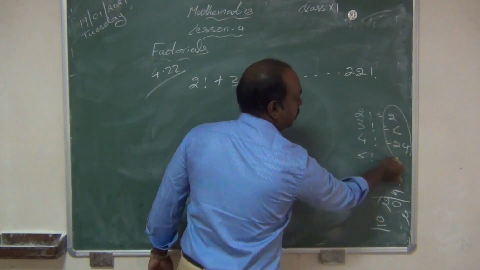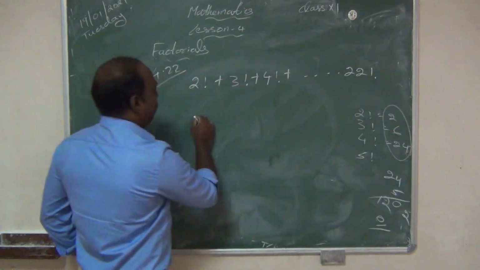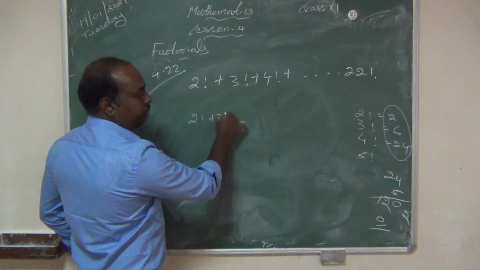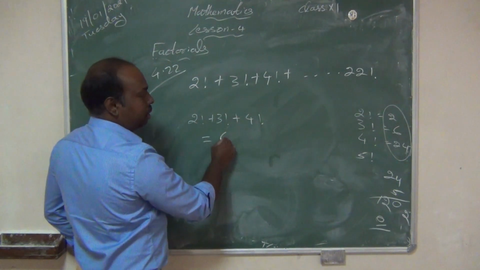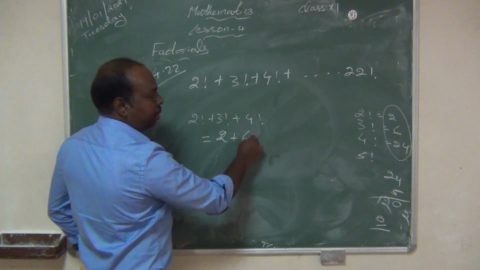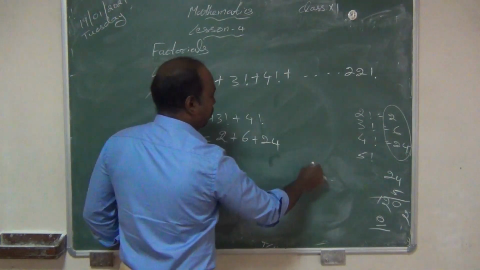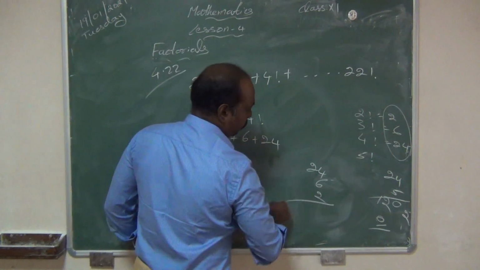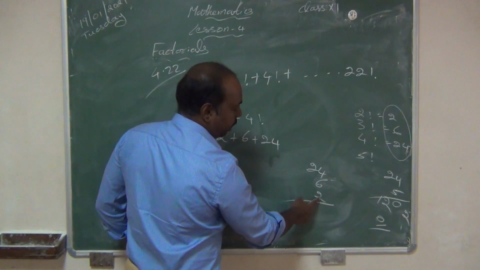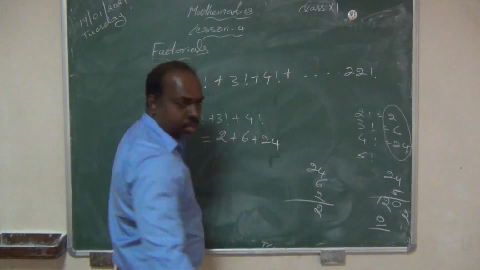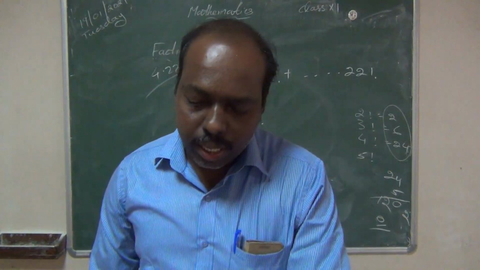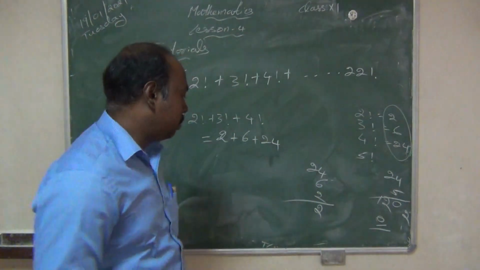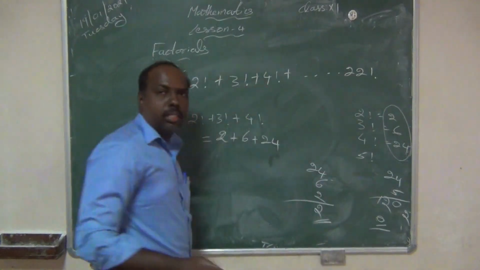So this is the answer. When you add these three terms, 2 factorial plus 3 factorial plus 4 factorial, that equals 2 plus 6 plus 24. Add it: 4 plus 6 is 10, 10 plus 2 is 12. So what is the unit digit? 2. So the answer is 2. Therefore the required unit digit is 2. Understand?